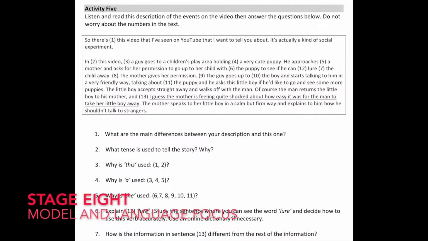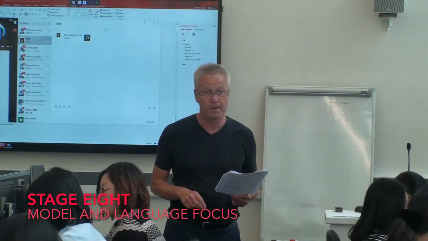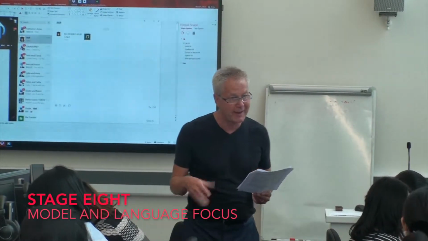The guy goes up to the boy and starts talking to him in a very friendly way, talking about the puppy, and he asks the little boy if he'd like to go and see some more puppies. The little boy accepts straight away and walks off with the man. Of course, the man returns the little boy to his mother, and I guess the mother is feeling quite shocked about how easy it was for the man to take her little boy away. The mother speaks to her little boy in a calm but firm way and explains to him how he shouldn't talk to strangers. Okay, that's a model for spoken language kind of view.